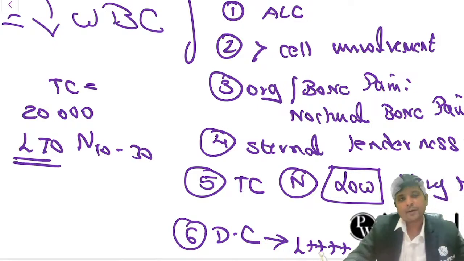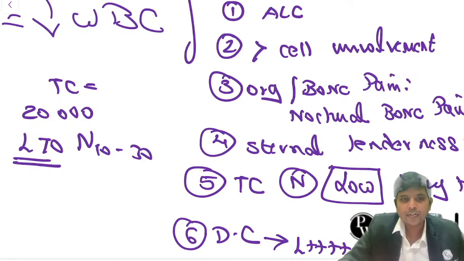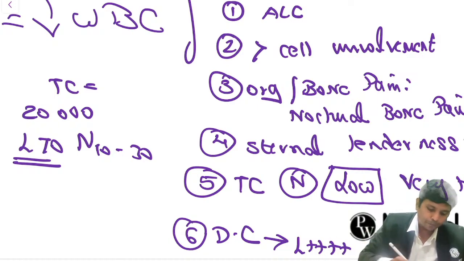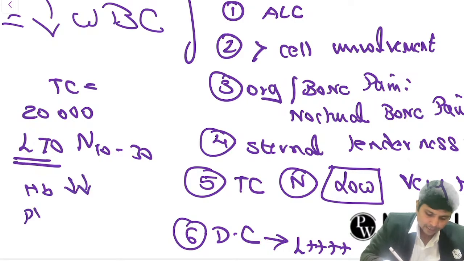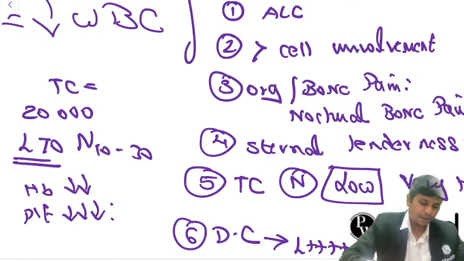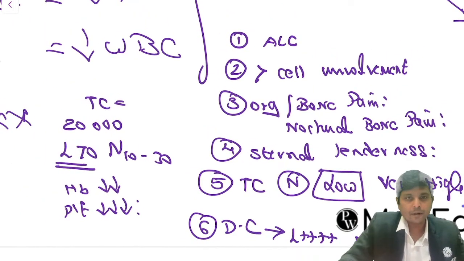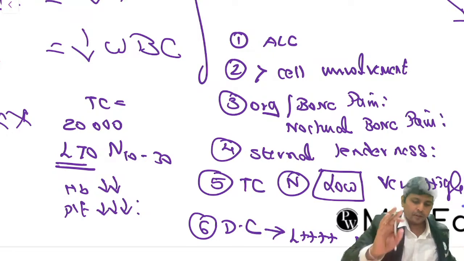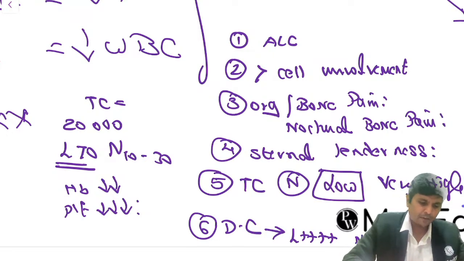Whenever you have a bicytopenia or pancytopenia in the presence of lymphocytosis, you need to think in terms of ALL in pediatric age group. Again, hemoglobin will be low, platelet will be low. This is the classical picture of an ALL.